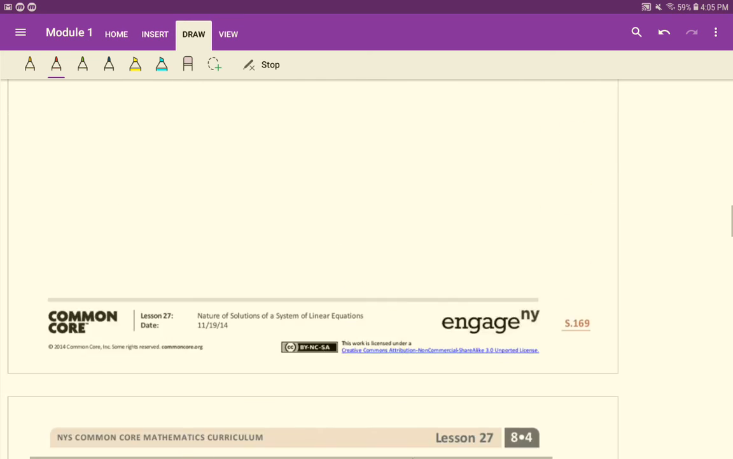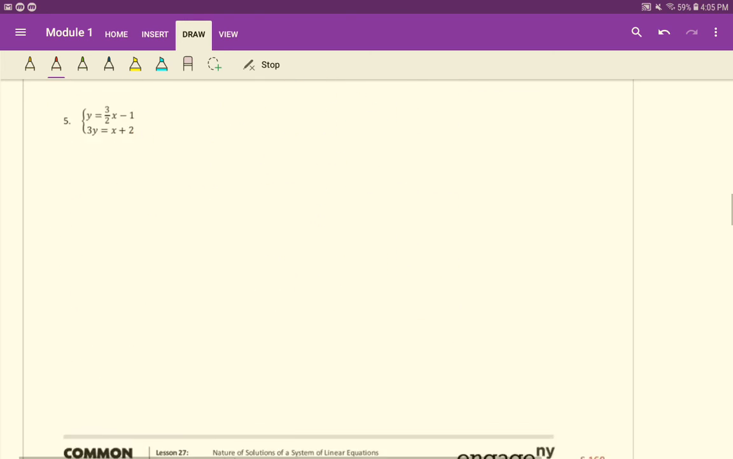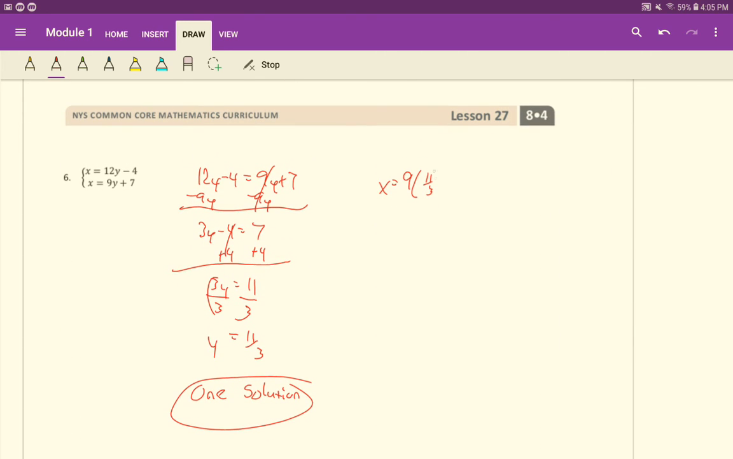Actually, is that what the directions asked us to do? I think we're just still, oh no, if the system has a solution, find it. I'm not going to verify though. We'll just talk about that. So 9 times 11/3 is going to be 33. Okay, 33 plus 7 is 40. So our answer is (40, 11/3).